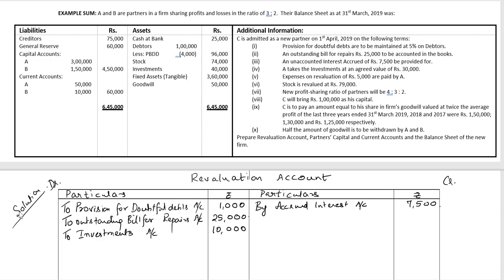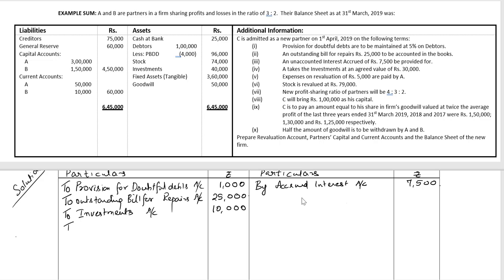So we assume that the firm bears it. The journal entry for expense which is borne by the firm but paid by the partner is revaluation account debit to A's current account, 5,000 rupees.